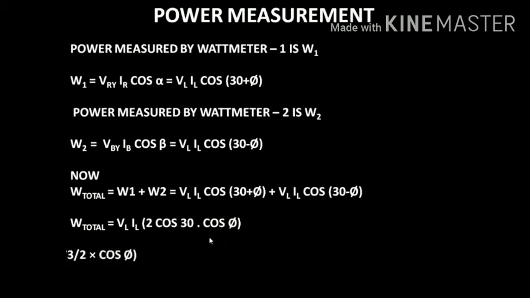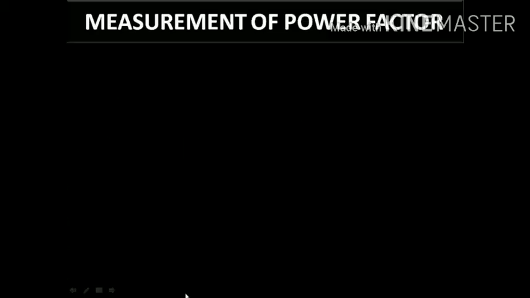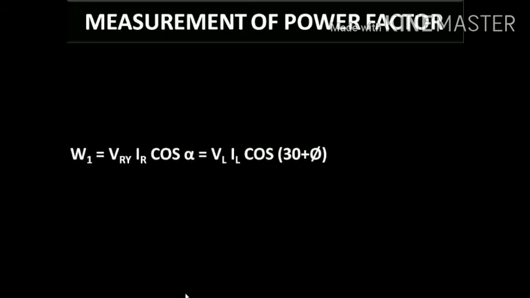In this case, we are putting the value of cos 30 degrees, that is root 3 by 2. So W total is equal to root 3 times VL, that is line voltage, into IL, that is line current, into cosine of the angle phi. Then next, we are going to calculate the measurement of power factor.